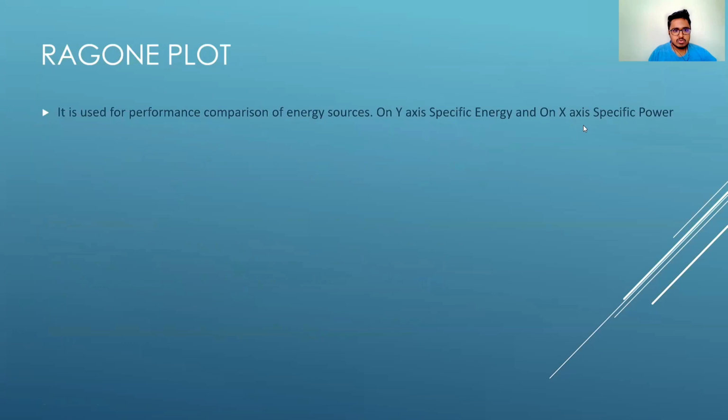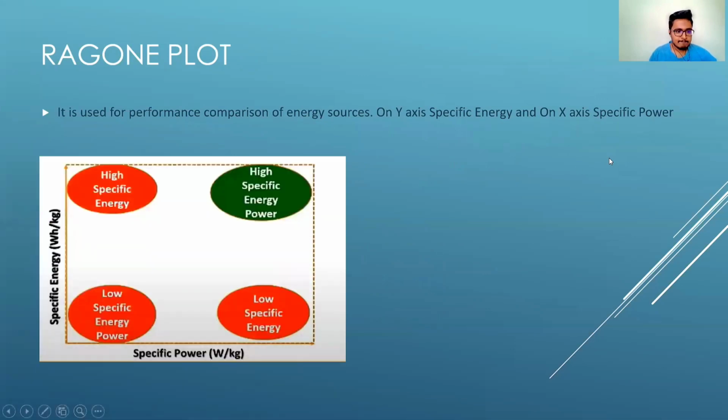Ragone plot. It is used for performance comparison. On the x-axis it has specific power, and on the y-axis it has specific energy. This is the Ragone plot, where specific power in watts per kg is on the x-axis and specific energy is on the y-axis. So a battery or a power source with low specific energy and low specific power is not desired as it is not suitable.